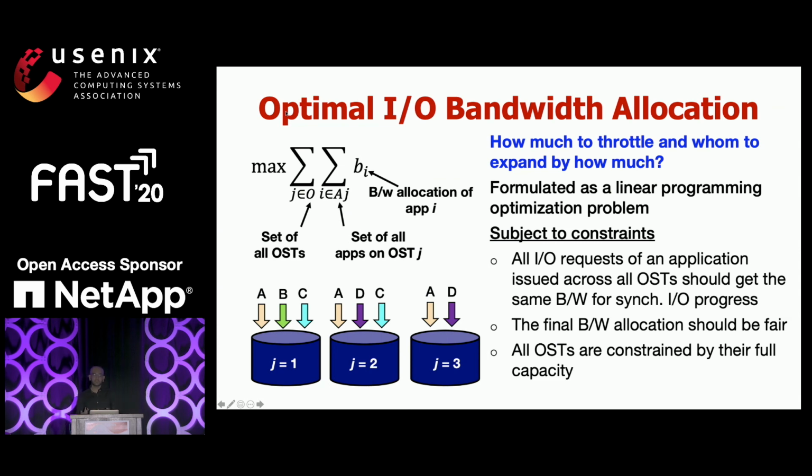So the first constraint is that all I/O requests of an application issued across all of the OSTs should get the same bandwidth for synchronous I/O progress. And we enforce this as a constraint. The second constraint is that the final bandwidth allocation should be fair, and if an application is deemed throttle-friendly, then the final allocation can be slightly less than the fair allocation because we'll issue it a coupon for that amount. And lastly, all OSTs are constrained by their full capacity. So when we maximize this equation, we're actually minimizing the bandwidth wastage across the entire system for all of the OSTs.